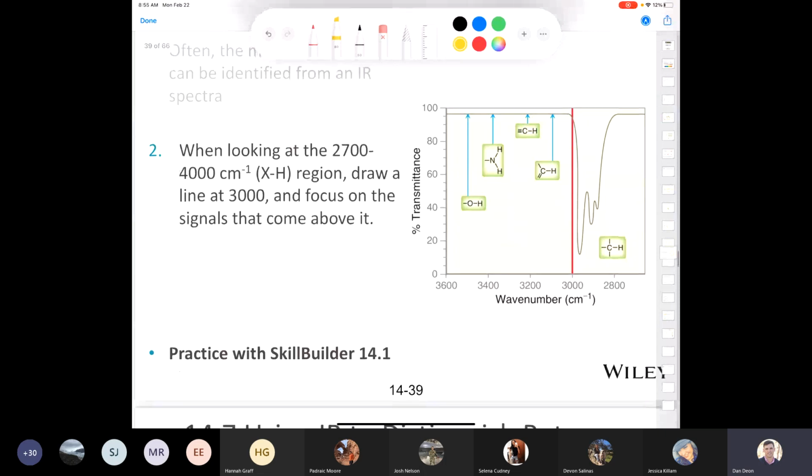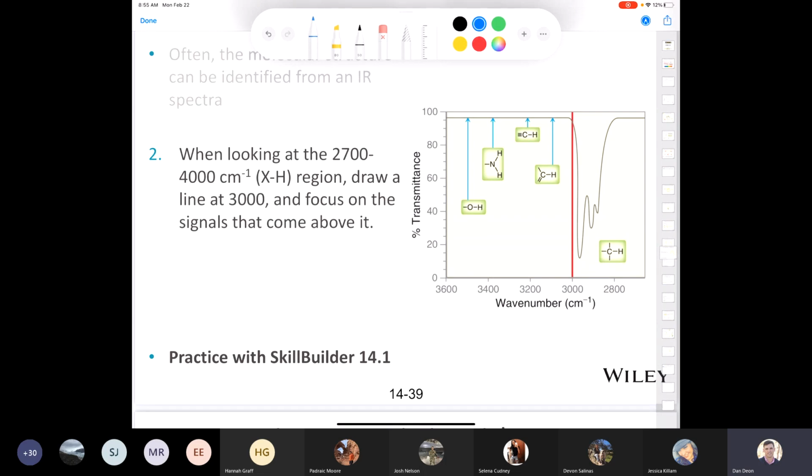Then when you look at the region where the bonds to hydrogen are, and this is just a David Klein thing, he says you can draw a line at 3000 and focus on the signals above it. Because we know, and we've looked at this already today, that when we have an sp2 carbon-hydrogen bond, the absorbance is going to be around 3,100 reciprocal centimeters. If we have an sp hybridized carbon-hydrogen bond, it's going to be around 3,300 reciprocal centimeters, give or take a little bit.